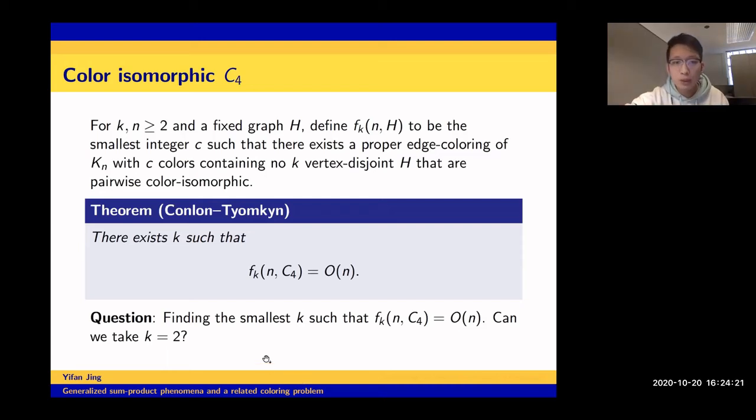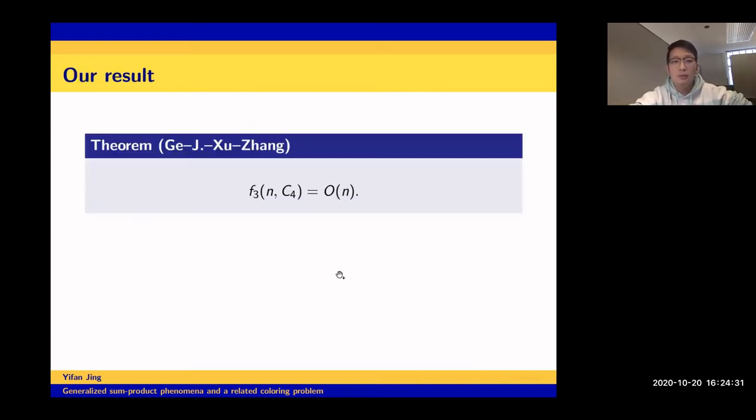Okay. And we didn't answer the question asked by Colin, but we found another very small number k. Actually, we proved f_3(n, C4) is linear. So you can use a linear number of colors, and you can find at most 2 disjoint color isomorphic C4. This is our result. And this is joint work with many of my Chinese friends, Genyan Ge, Zixiang Xu, and Tao Zhang. We proved this very recently.